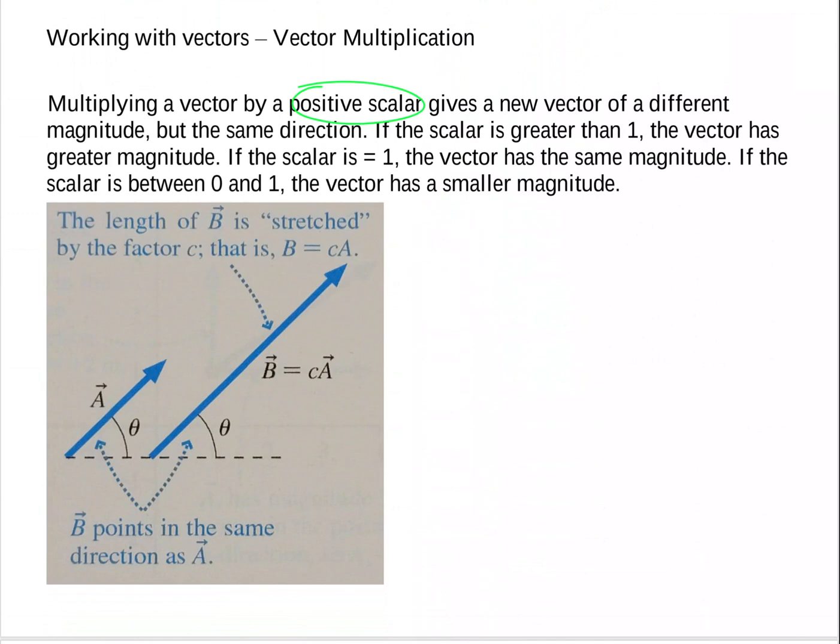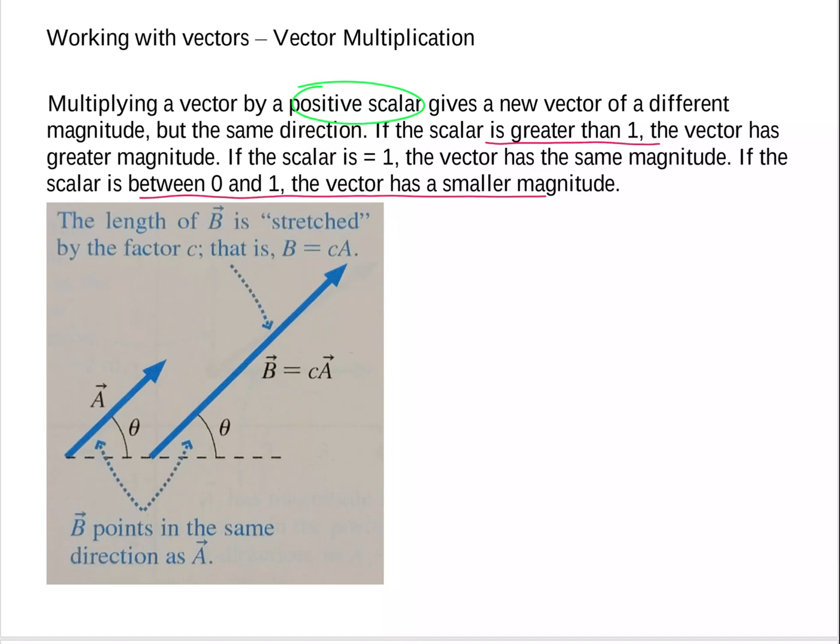So if the scalar is greater than 1, the vector has a greater magnitude. If the scalar is equal to 1, I haven't changed the magnitude at all. And if the scalar is between 0 and 1, then we have a smaller magnitude. I think you can probably understand that, right? If you've taken any kind of math anywhere along the way, you should understand that. This is just like a transformation of a matrix, for example, okay?